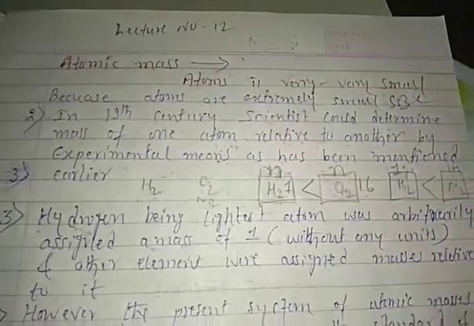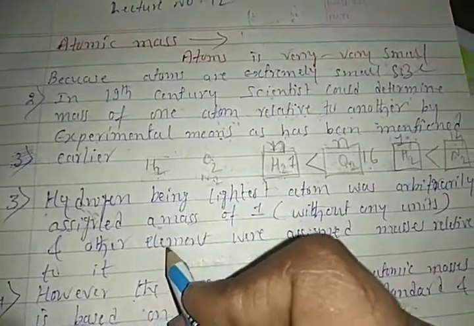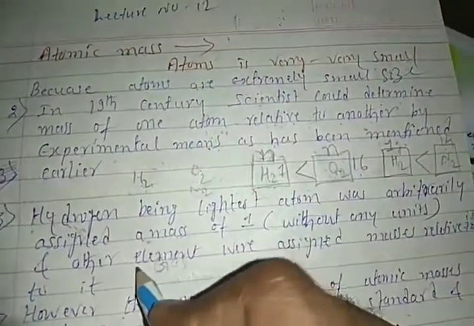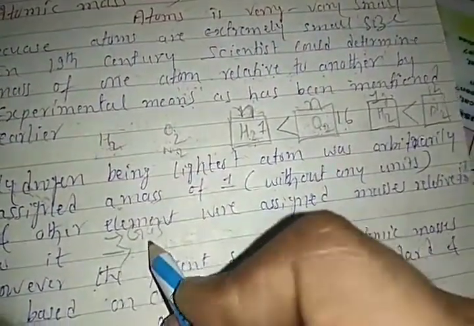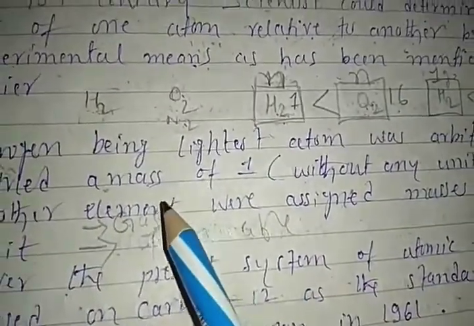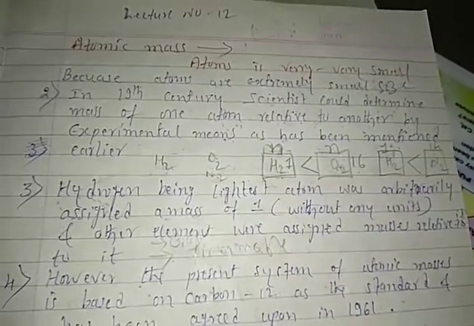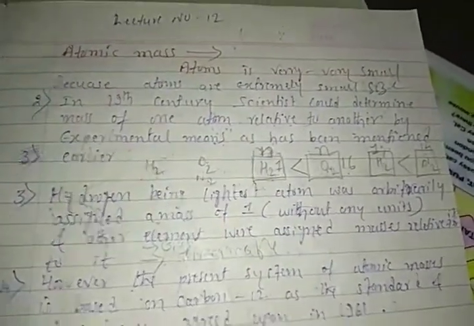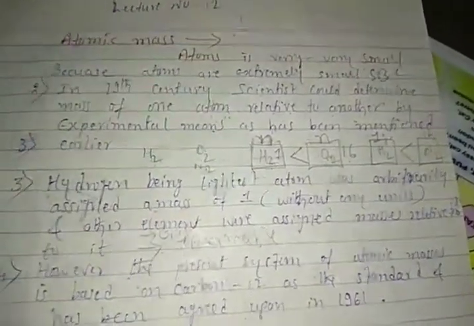Right friends, but after some time hydrogen was rejected. Why was hydrogen rejected? Because hydrogen exists in gaseous form and hydrogen is flammable in nature. So that's why hydrogen is rejected.